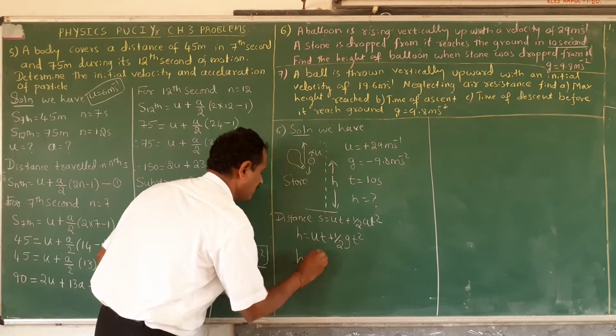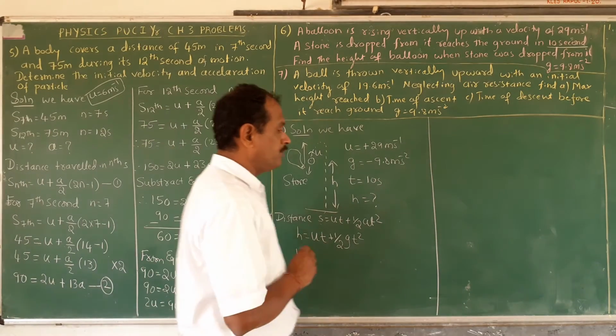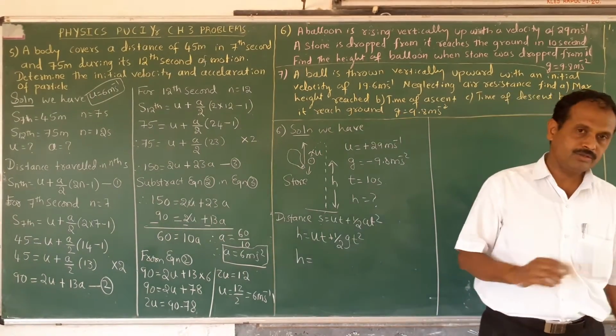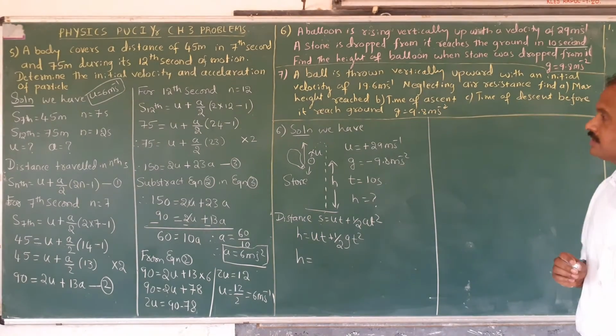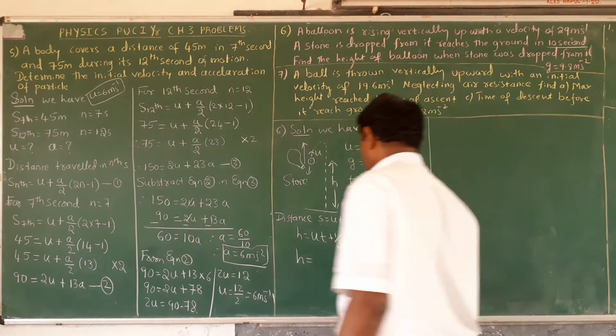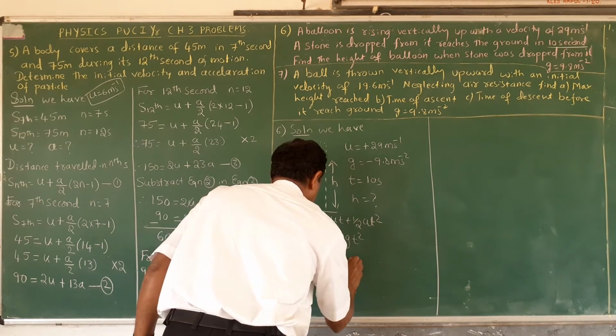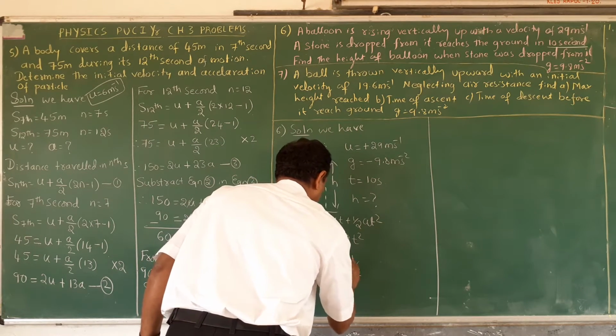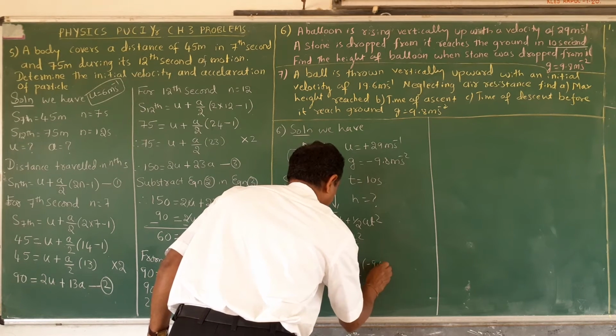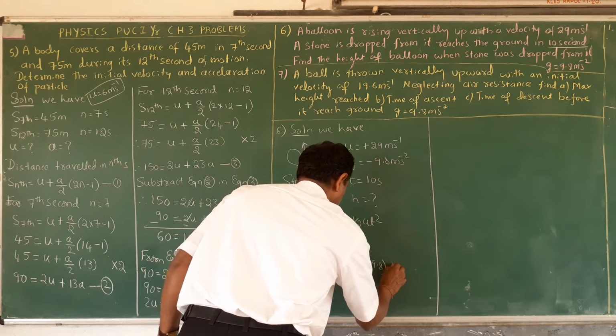What is u here? You have to take u. What is u? u is 29, positive. Yes, what is t? t is the time. 1 by 2 into minus 9.8, and now this is 10 square.